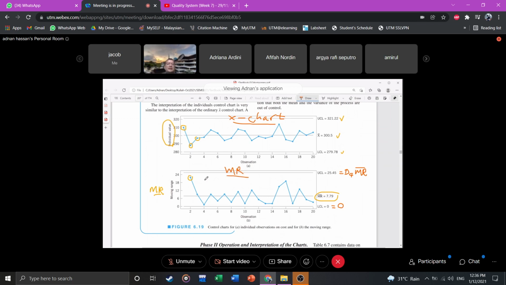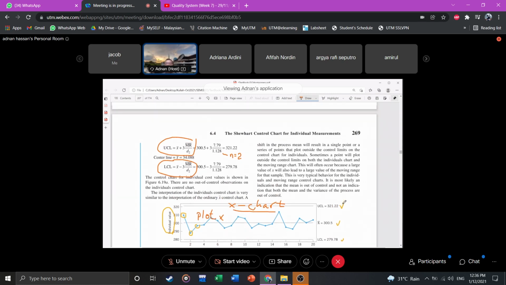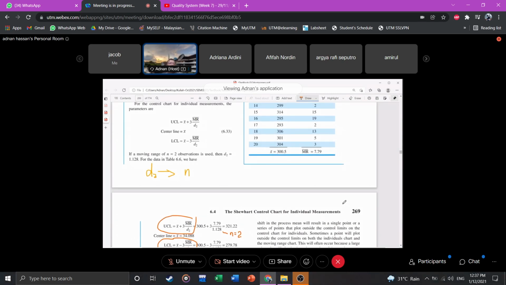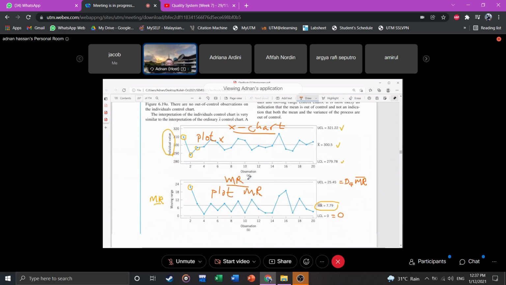So what we plot here is MR. What we plot here is X values inside. Here we plot MR. Okay, so start with number 2 and so on. Please go through this. It's clearly stated here for moving range n equal to 2, so d2 is 1.128. It's a very simple chart.